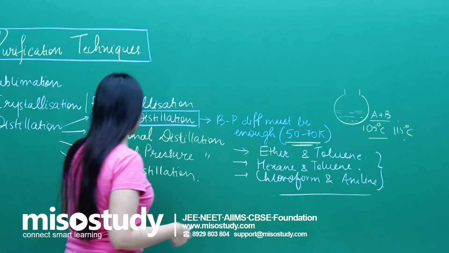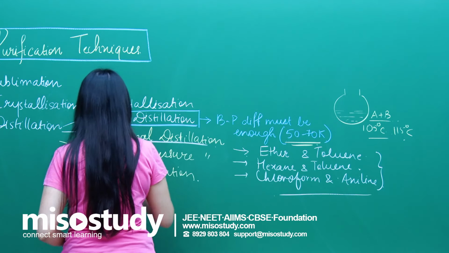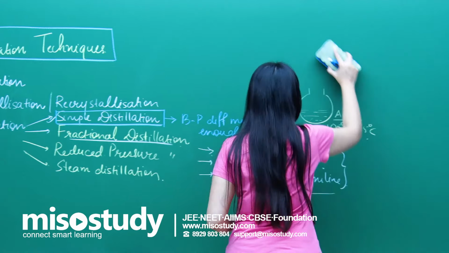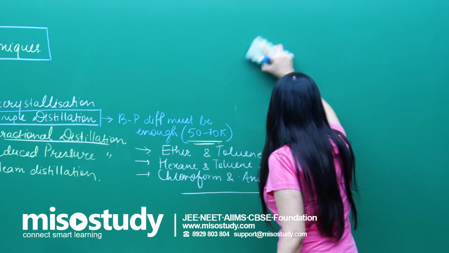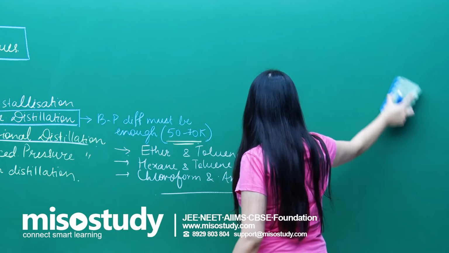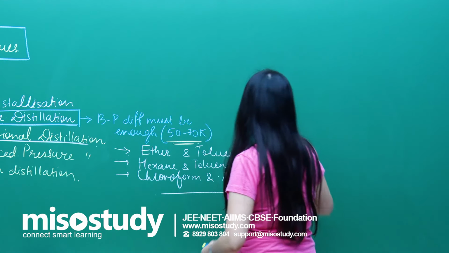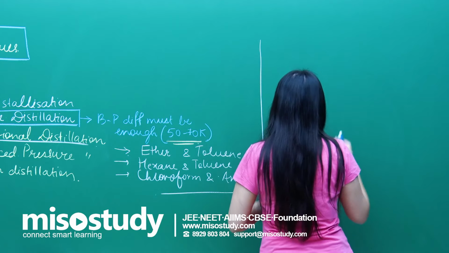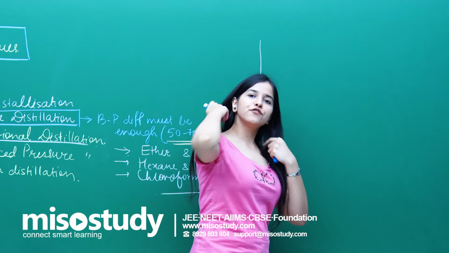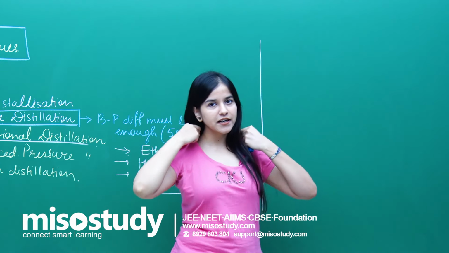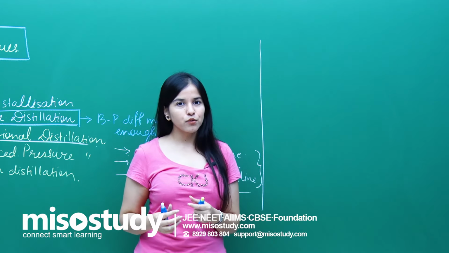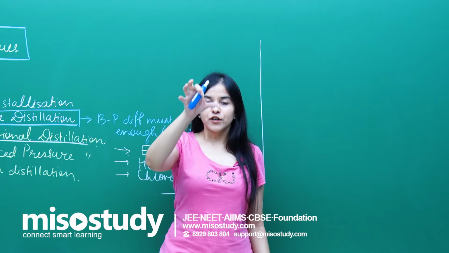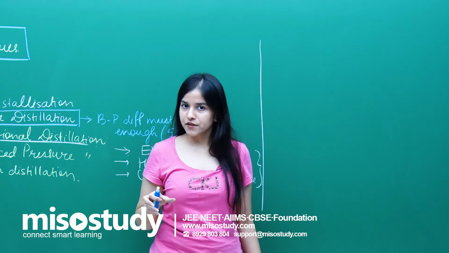Now let's move on to the fractional distillation. We are through with the simple one, so let's move on to the fractional. Again we will be drawing the apparatus first, then I will explain it to you. So what is actually fractional distillation? In fractional distillation, basically what we do is we put a fractionating column.